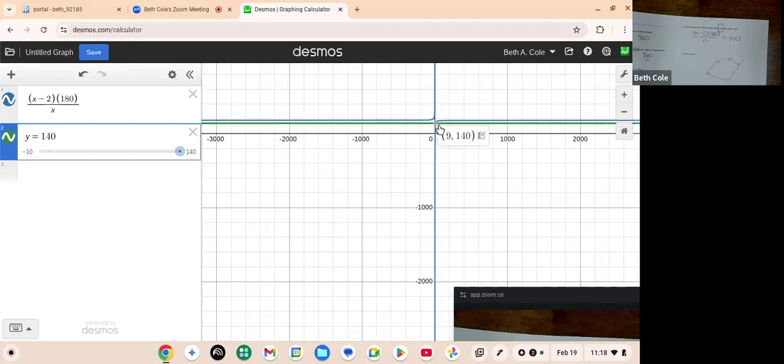What do we get? What's our answer to the whole thing? 9. Good. What it means is your shape has 9 sides. That's what we found.